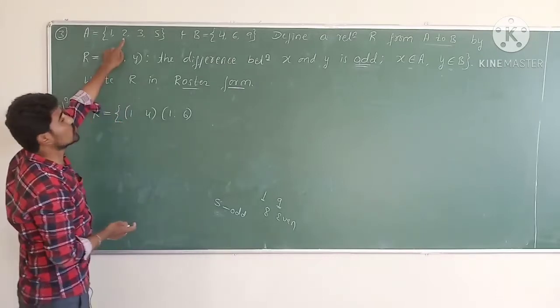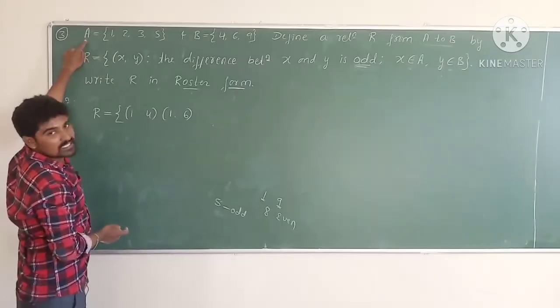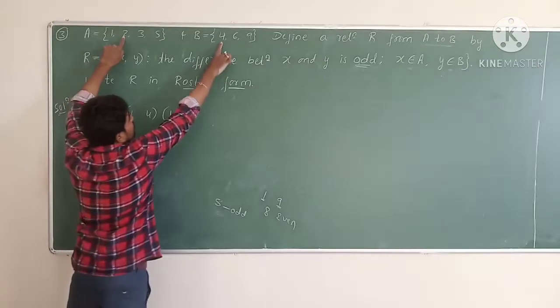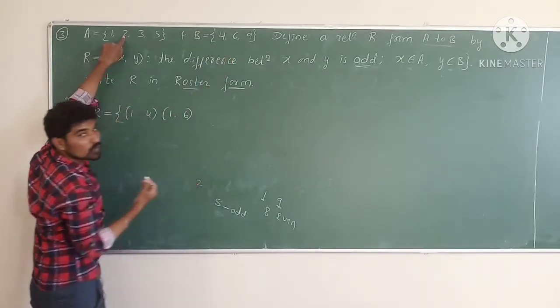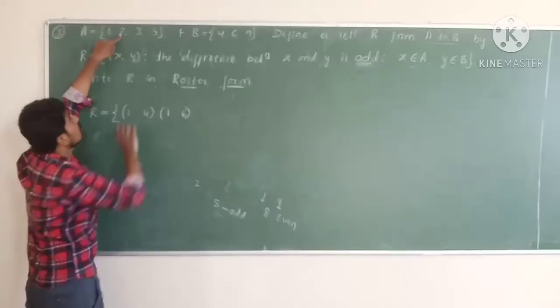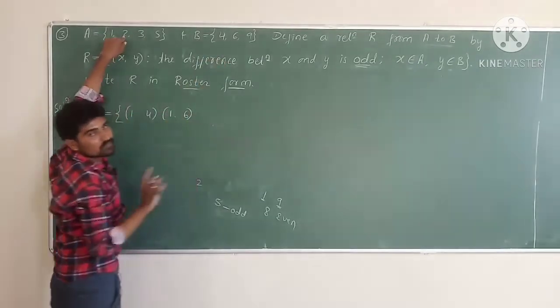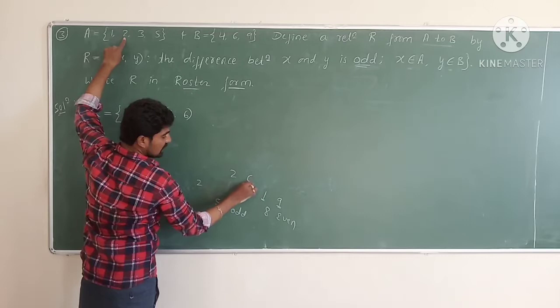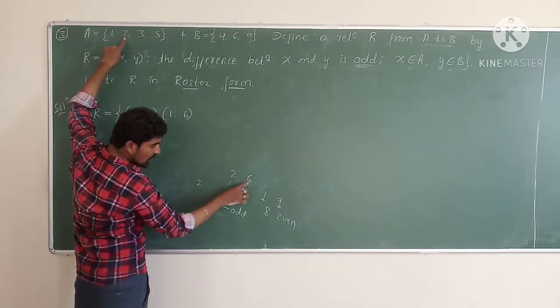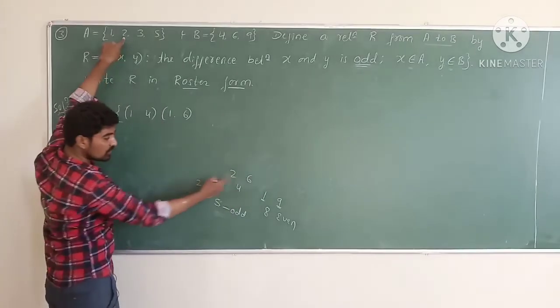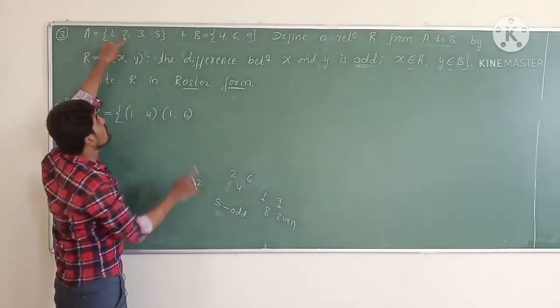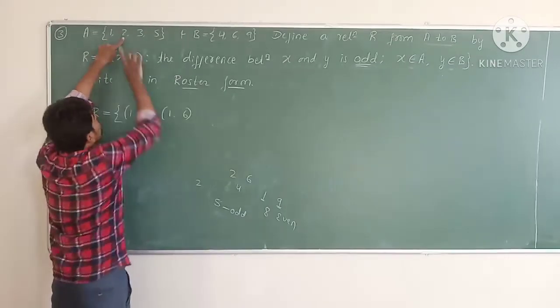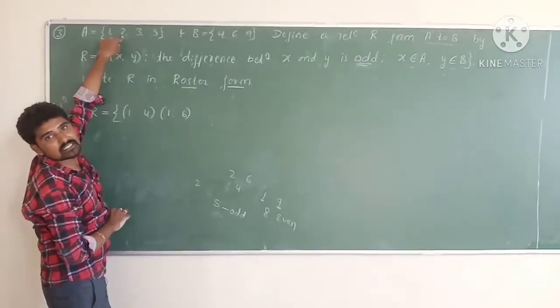Next element is 2, which is present in A side. The difference between 2 and 4 is 2, which is an even number. Therefore, 2 is not related with 4. Next 2 with 6. The difference between 2 and 6 is 4. 4 is an even number. Therefore, 2 is not related with 6.